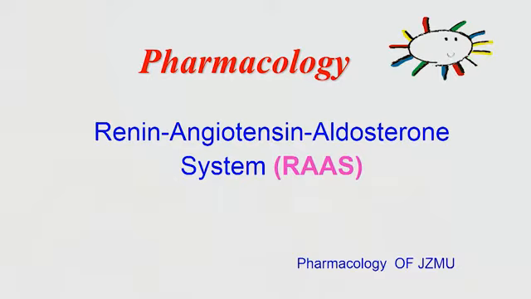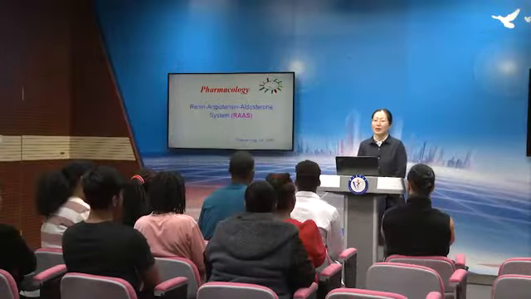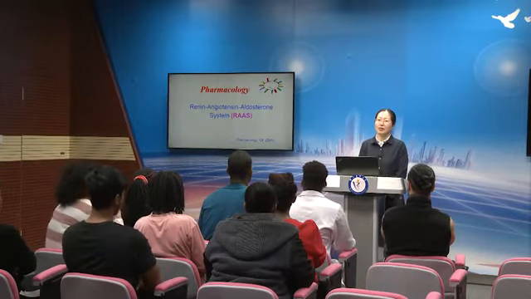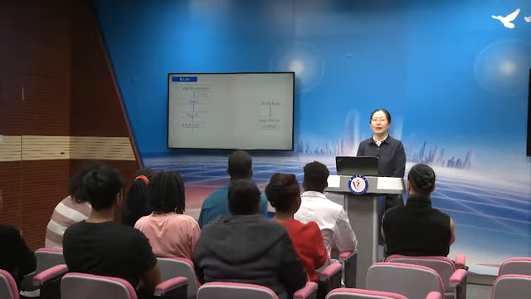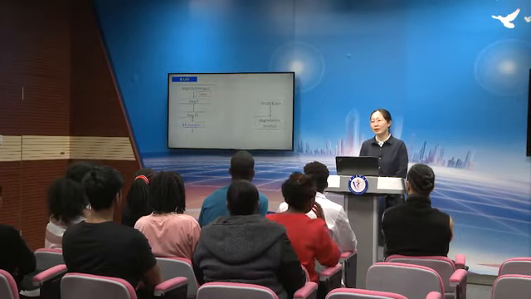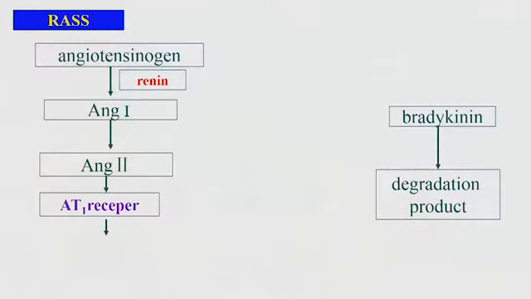Hello everyone. Today we will study the renin angiotensin aldosterone system. You have studied this system in several subjects. For example, we know angiotensinogen under renin converts into angiotensin 1. And then angiotensin 1, under which enzyme? Yeah, angiotensin converting enzyme, and then converts into angiotensin 2.